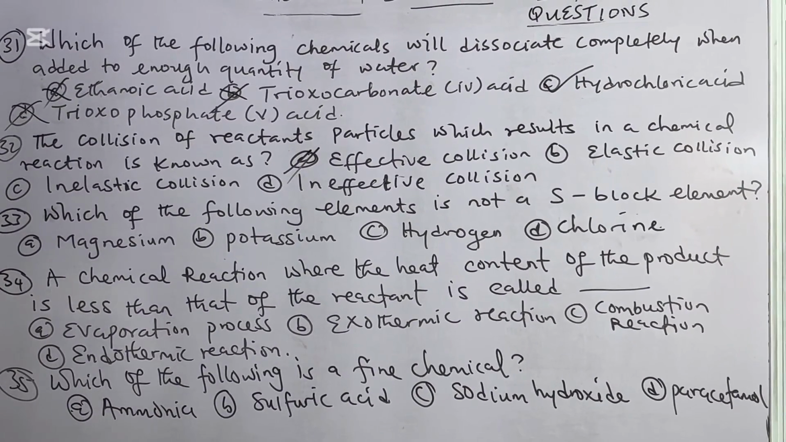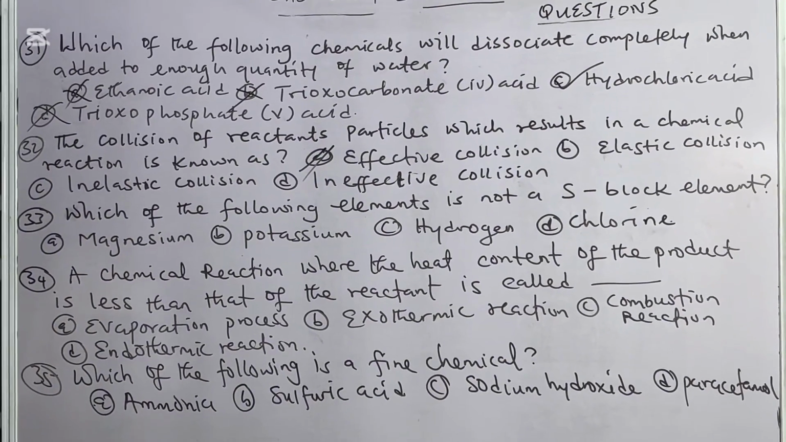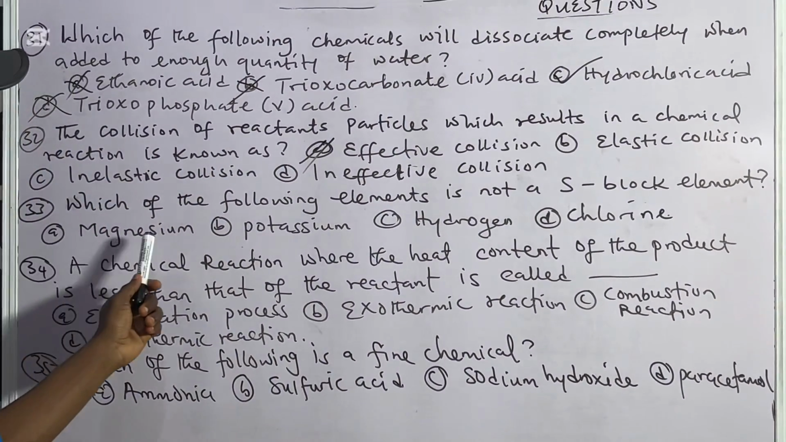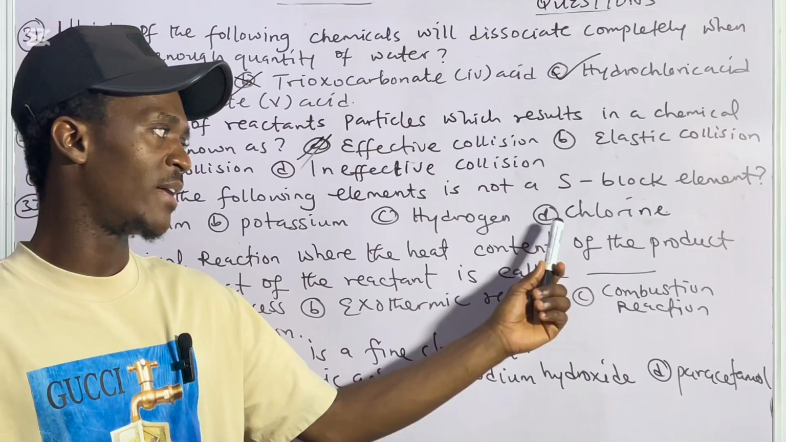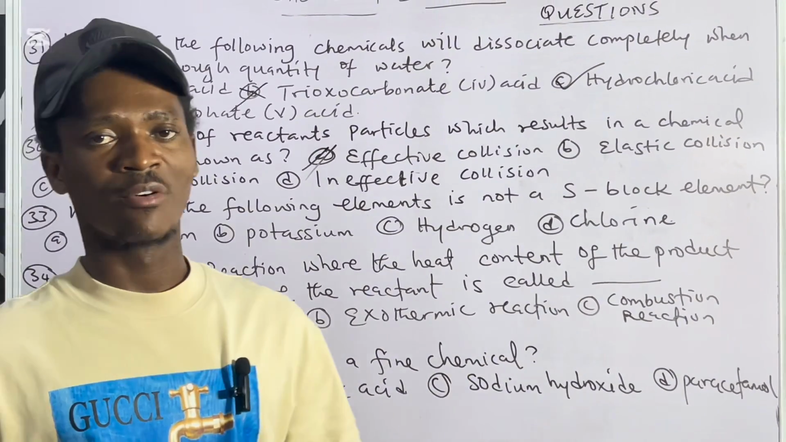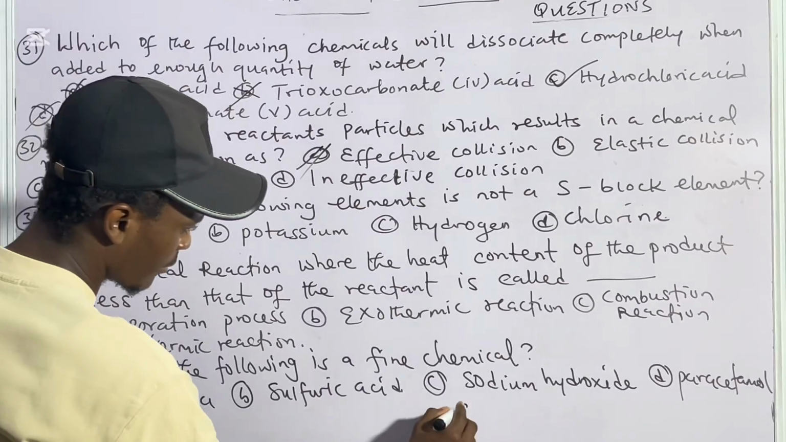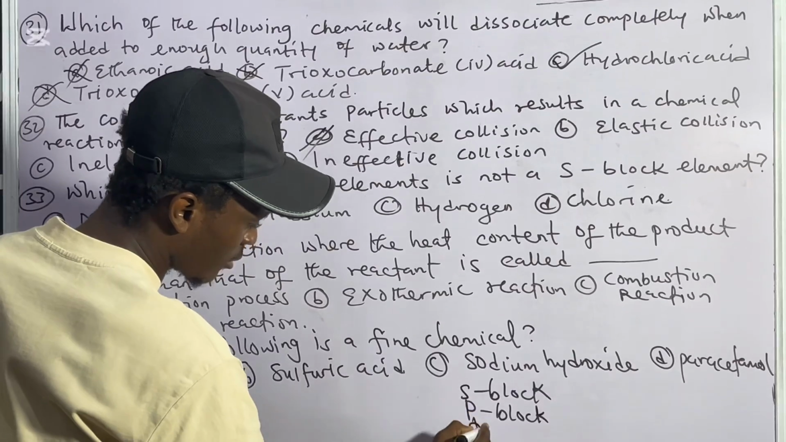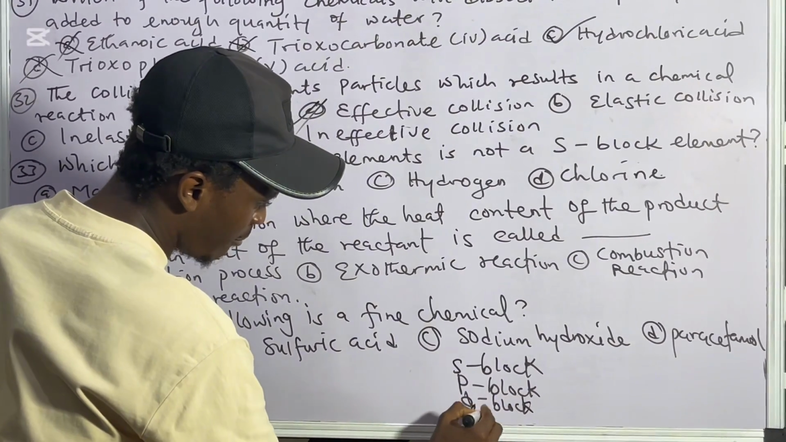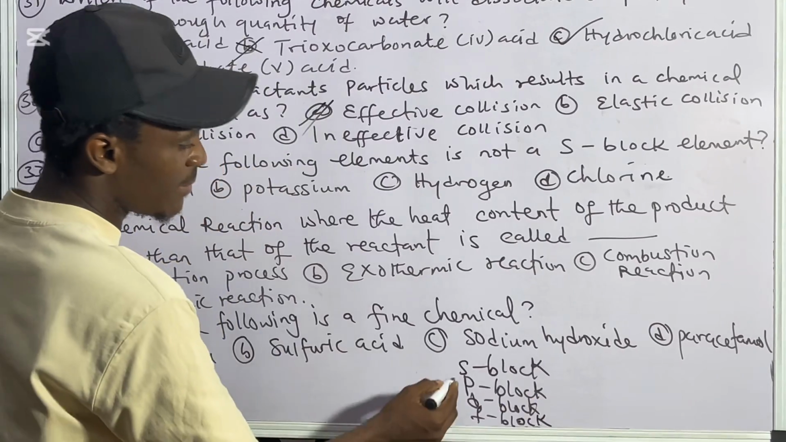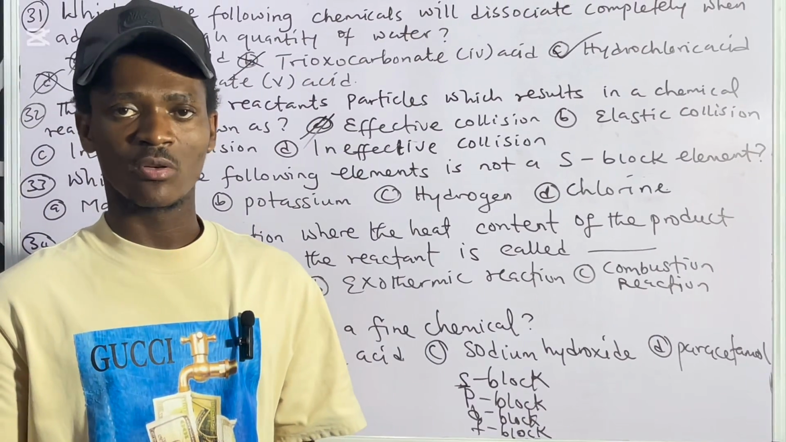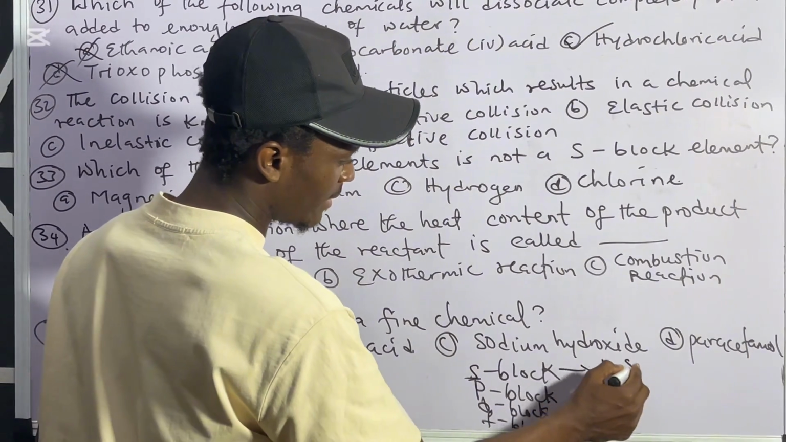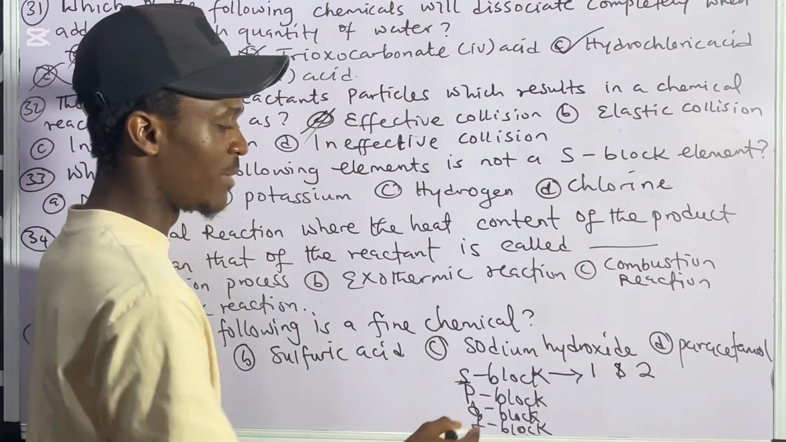Then question 33. Which of the following elements is not an S-block element? Option A is magnesium, B potassium, C hydrogen, and D chlorine. Now when we talk about blocks of elements, we have the S block, the P block, the D block, coming from the SPDF, and then the F block. S-block elements are simply elements whose orbital configurations end in the S orbital. So what are the groups of elements that are S block? We have group 1 and group 2. Group 1 and 2 elements are S block.